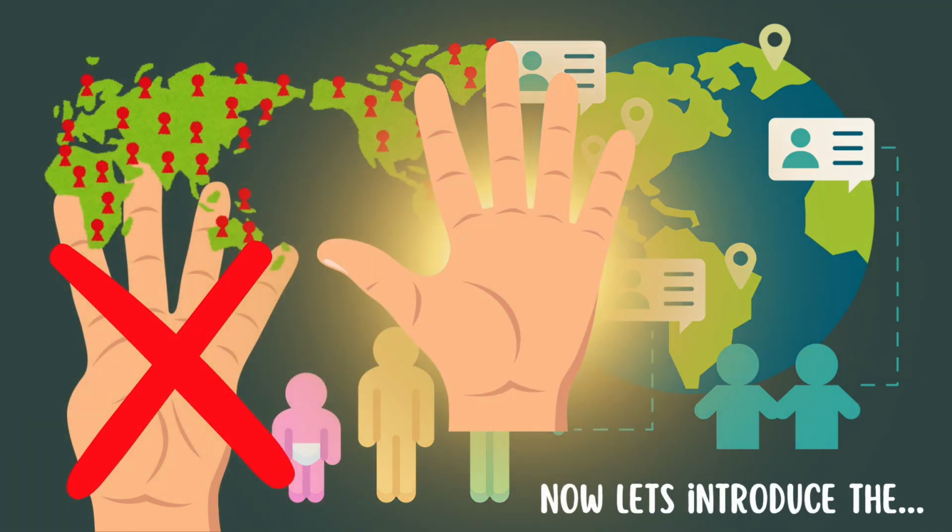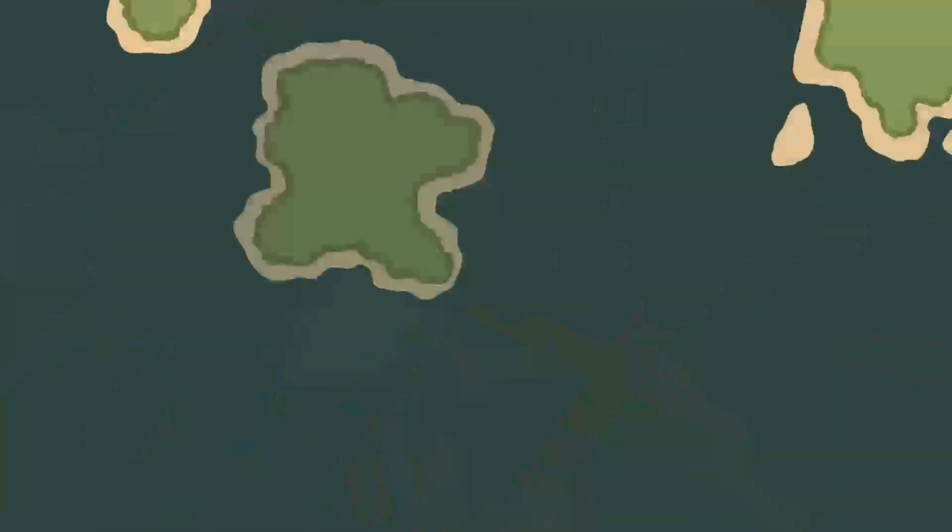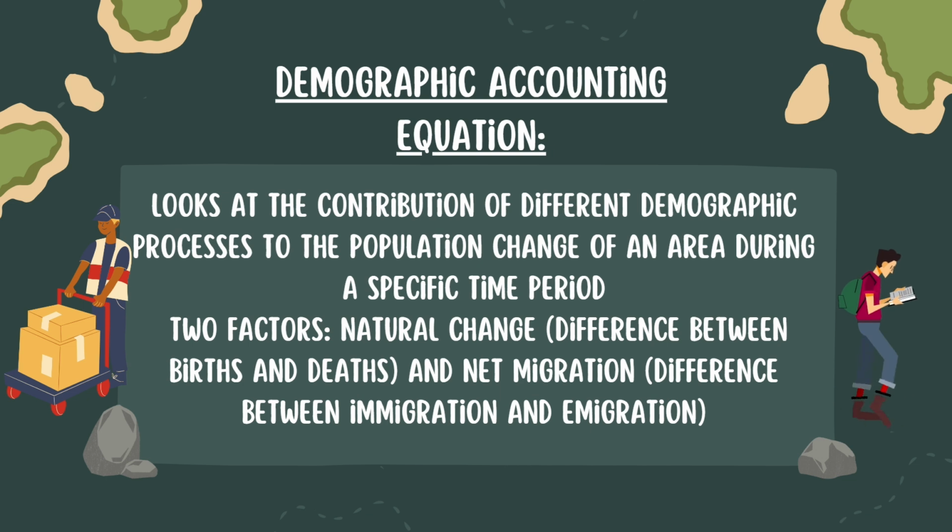So you get a better understanding of the way the model works, let's introduce the demographic accounting equation. The demographic accounting equation looks at the contributions of different demographic processes to the population change of an area during a specific time period. There are 2 factors: natural change, the difference between births and deaths, and net migration, the difference between immigration and emigration.